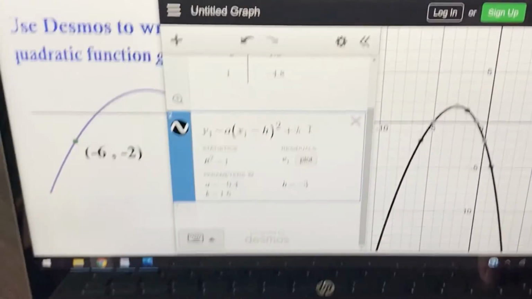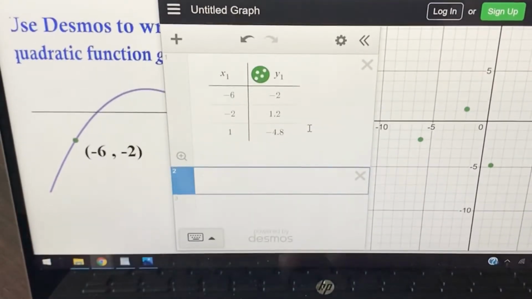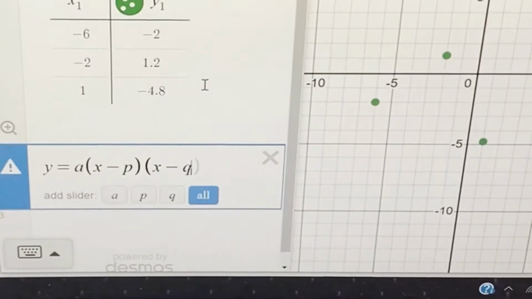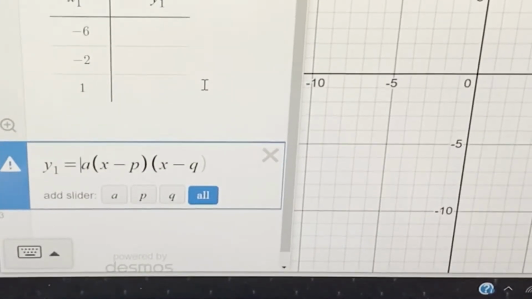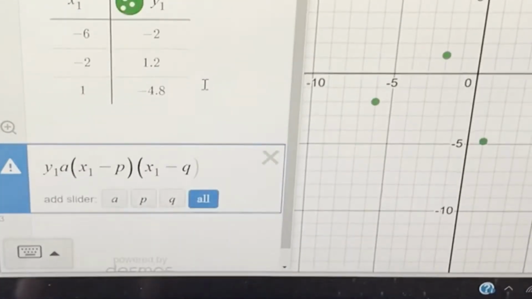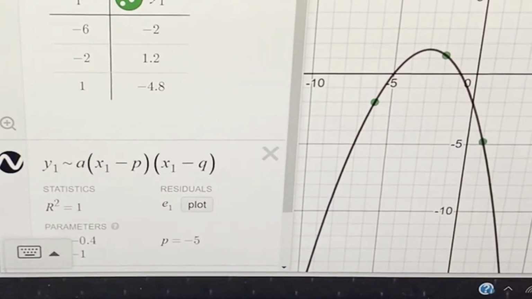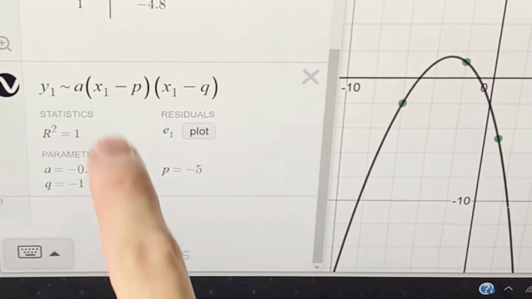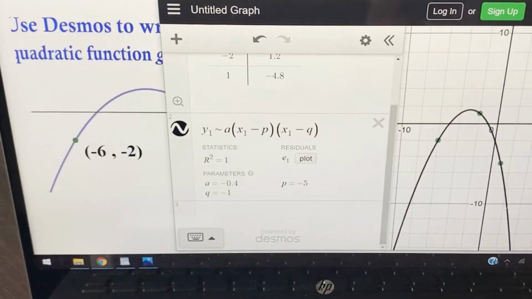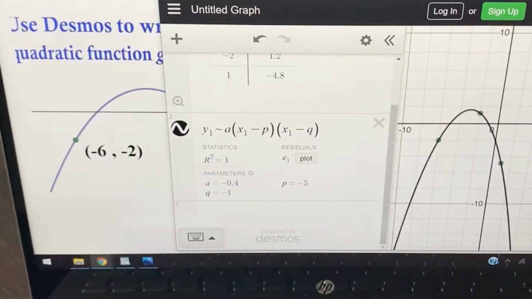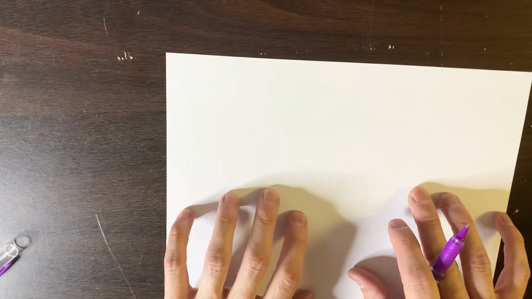For intercept form, typing the equation based on the notes, y equals a, x minus p, x minus q. But of course, instead of y, type in y1, instead of x, x1, instead of x, x1, and instead of equals, put a tilde. And yet again, the parabola has returned, but now we have the values of a, p, and q, which you can deposit in there. So the 3 forms are here. Standard in the top, vertex in the middle, intercept in the bottom. Done with this question.